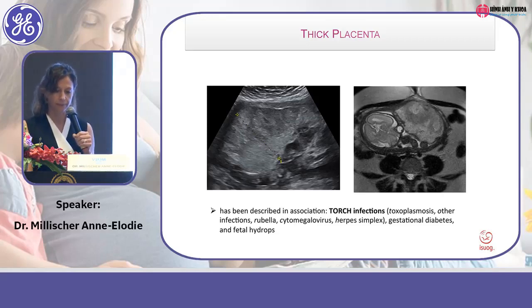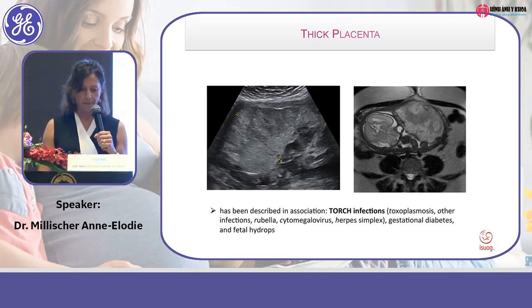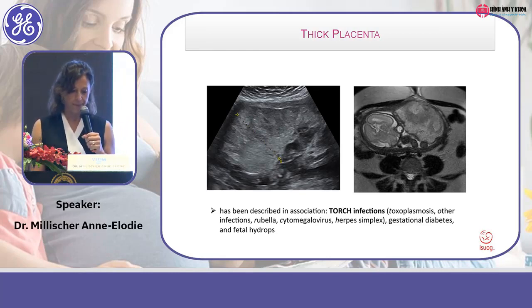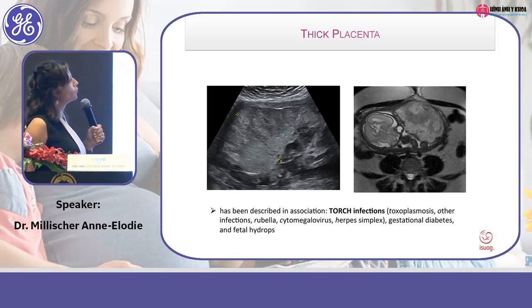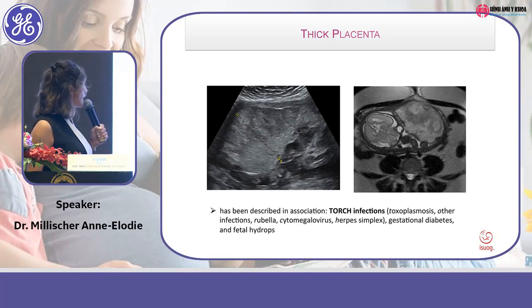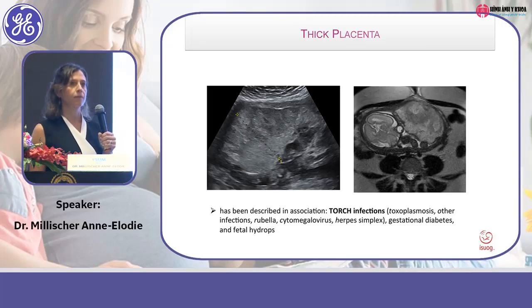Nhưng mà đôi khi mình sẽ gặp những cái bánh nhau nó có cái bề dày rất là dày và cái phản âm của nó không có đồng nhất mà nó rất là không đồng nhất, nó có những cái vùng phản âm kém bên trong cái bánh nhau đó. And the first thing that we have to do is to look for infections, TORCH infection, toxoplasmosis, rubella, CMV, herpes. Và việc đầu tiên mình phải nghĩ tới ngay đó là coi là bé bào thai này nó có bị nhiễm trùng hay không, đó là toxoplasmo hoặc là rubella hoặc là CMV hoặc là herpes.